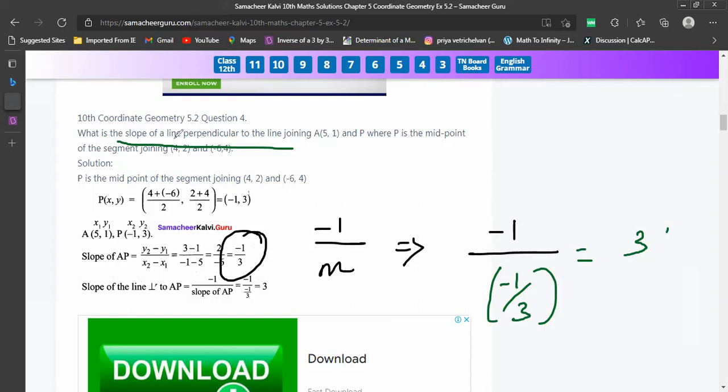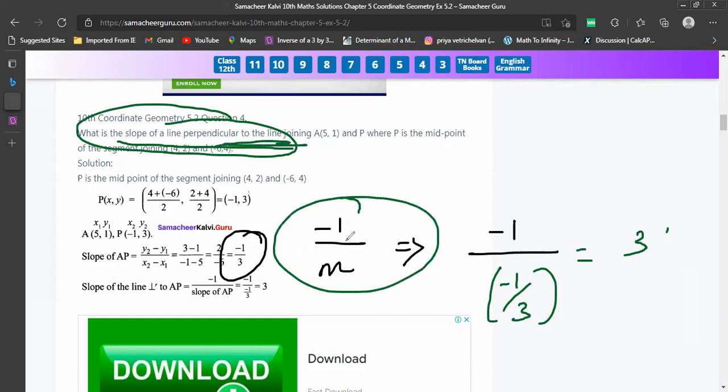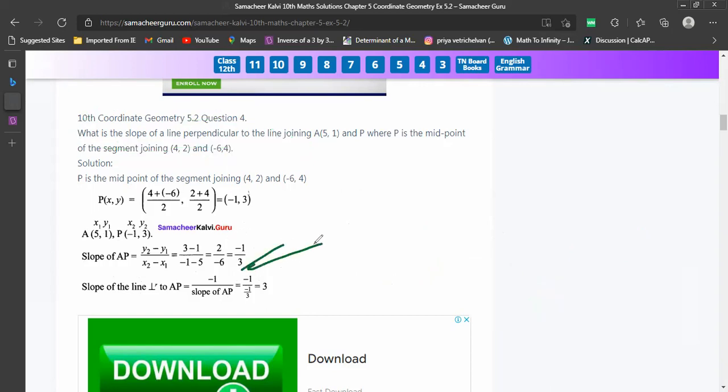So when they exclusively ask you to find the slope with respect to a perpendicular line, you have to go for minus 1 upon m. Otherwise, you can stop over here. Is it clear?